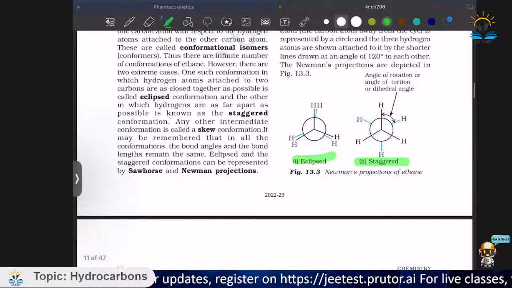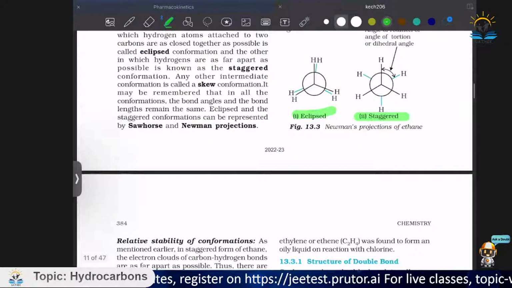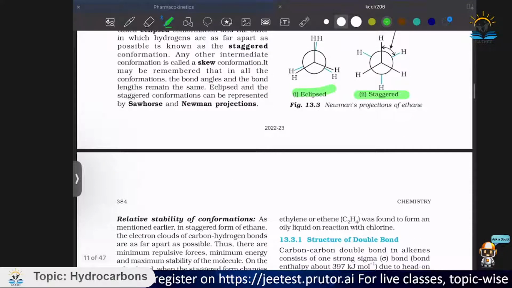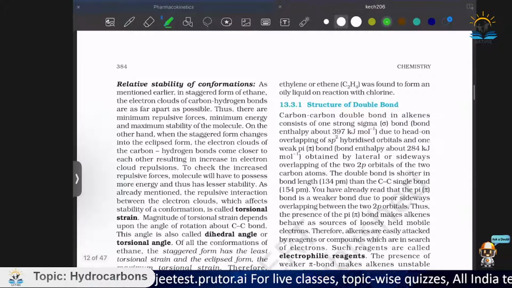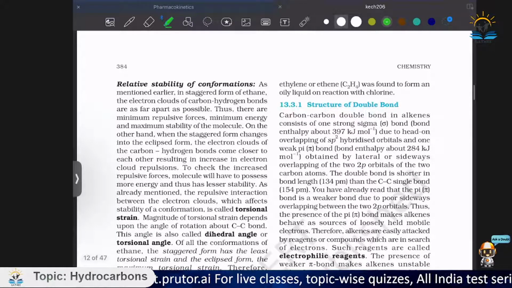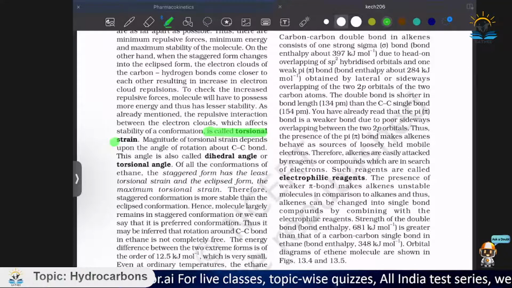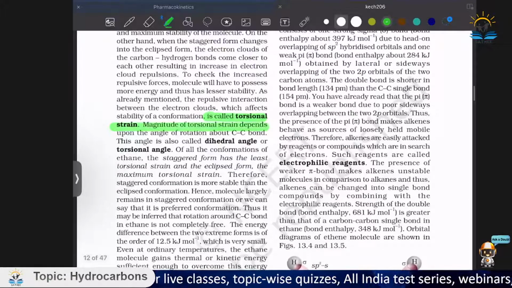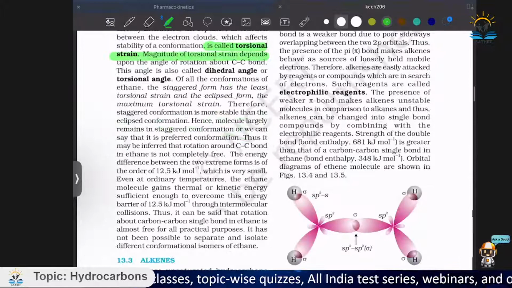Now stability. Torsional strain is more when hydrogens are near to each other. So definitely your staggered form is more stable. Eclipsed form is less stable. We have completed alkanes. We move to alkenes.